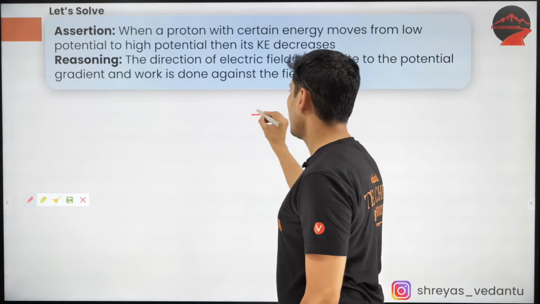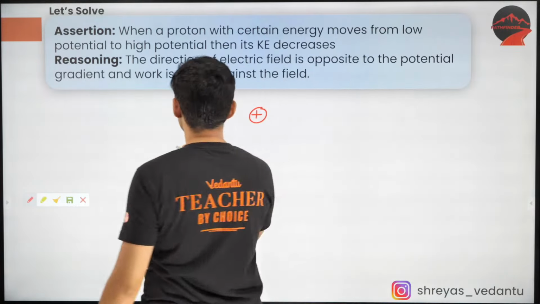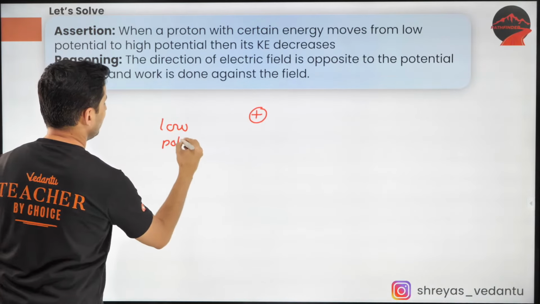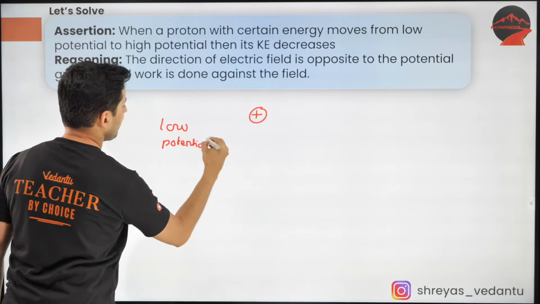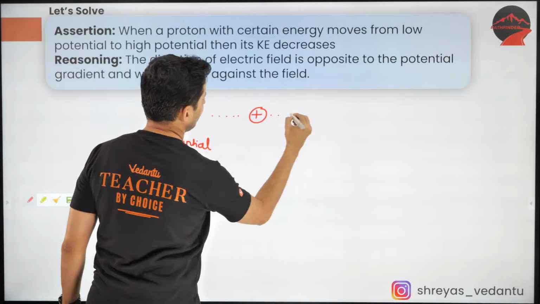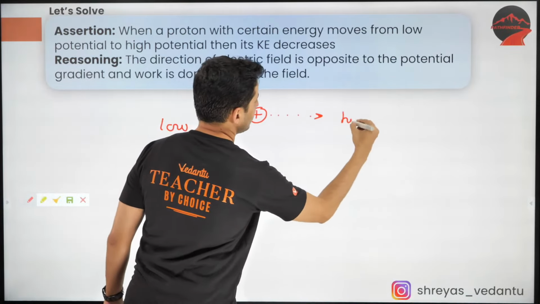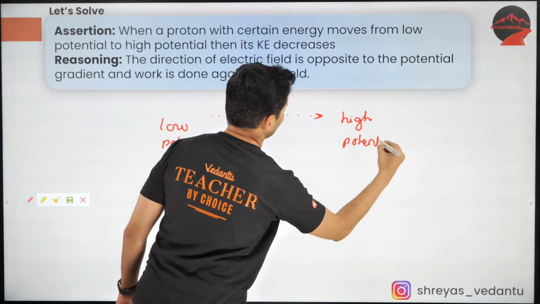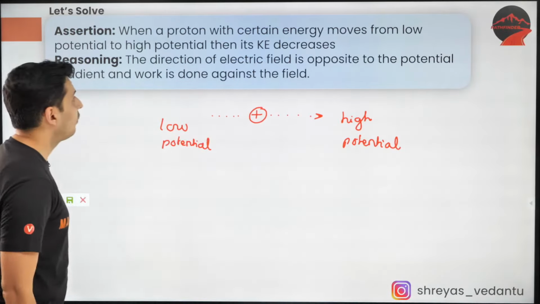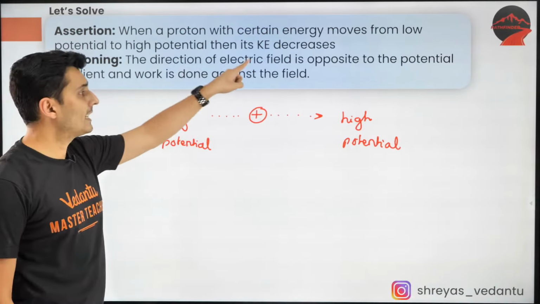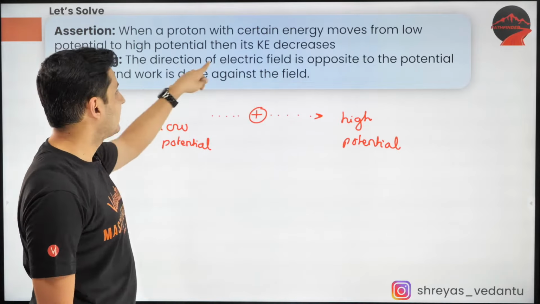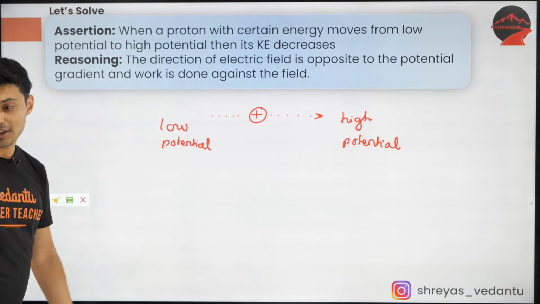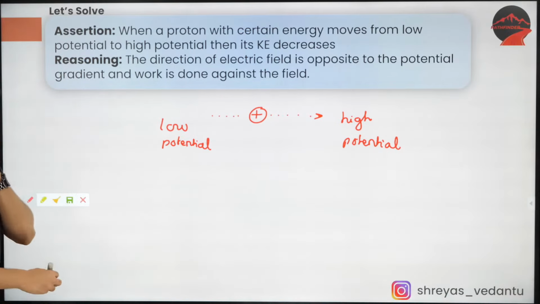So think about it. I have a proton and I go from low potential. So I'm taking a proton and taking it from low potential to high potential. What do you think will happen? Will the kinetic energy decrease or increase? And is the direction of the field opposite to the rate at which the potential changes? Well, I'll tell you what.